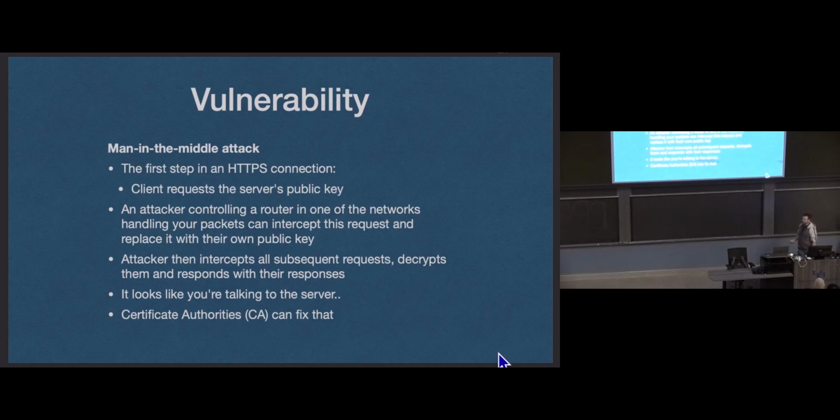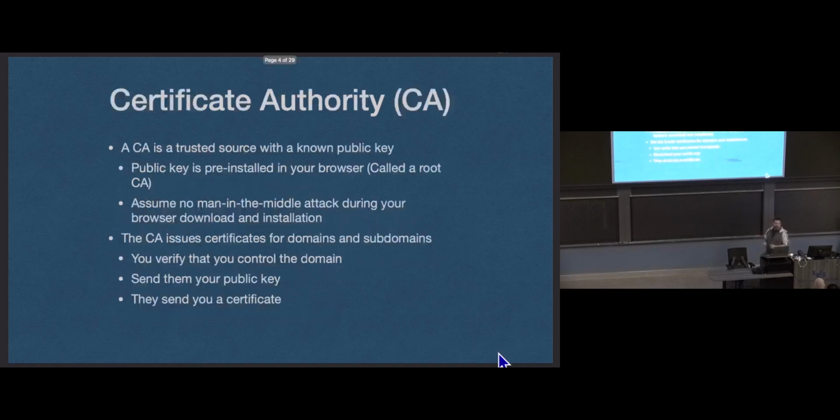Something has to be done, and this is where certificates and certificate authorities come into play. A certificate authority is going to issue certificates, and a certificate is a public key with some extra information. A certificate authority is an authority that issues certificates. And we assume, this is where things get maybe a little uneasy, but it works for the most part.